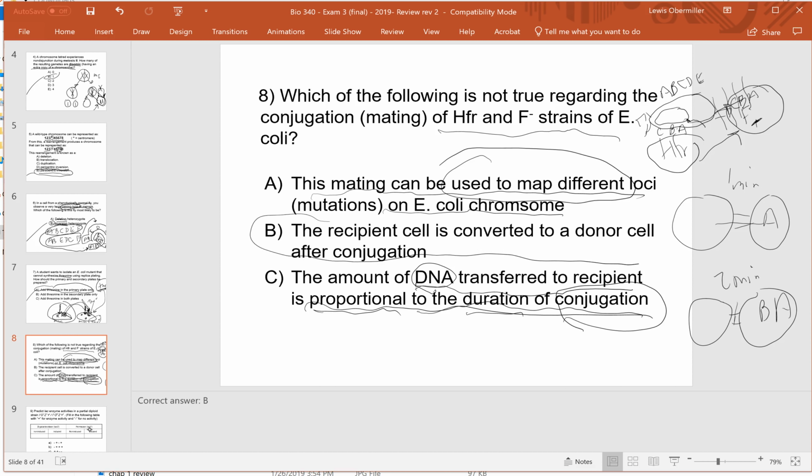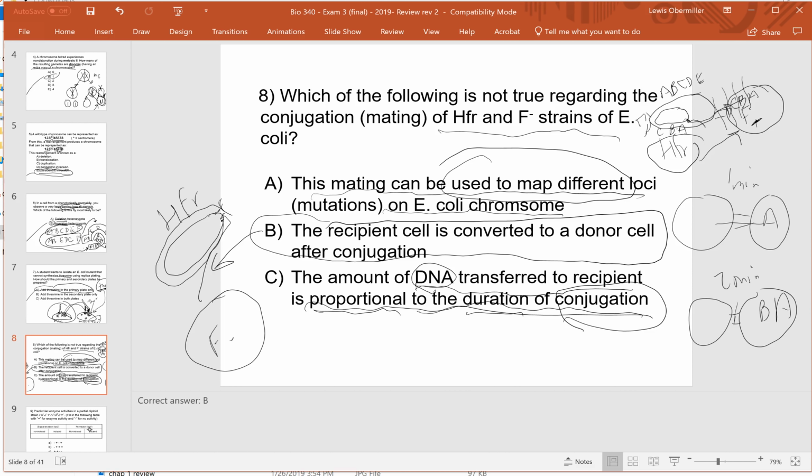B, the recipient cell is converted to a donor cell after conjugation. Remember, it has to transfer its entire chromosome. An HFR has that F factor in its chromosome, so it would have to transfer its entire chromosome to an F minus since it cuts in the middle. So it would have to go all the way around all 4 million nucleotides to get back to the other half of this F gene to make this an F plus. So the recipient is converted to a donor cell after conjugation. That's absolutely not true. So the correct answer would be B.